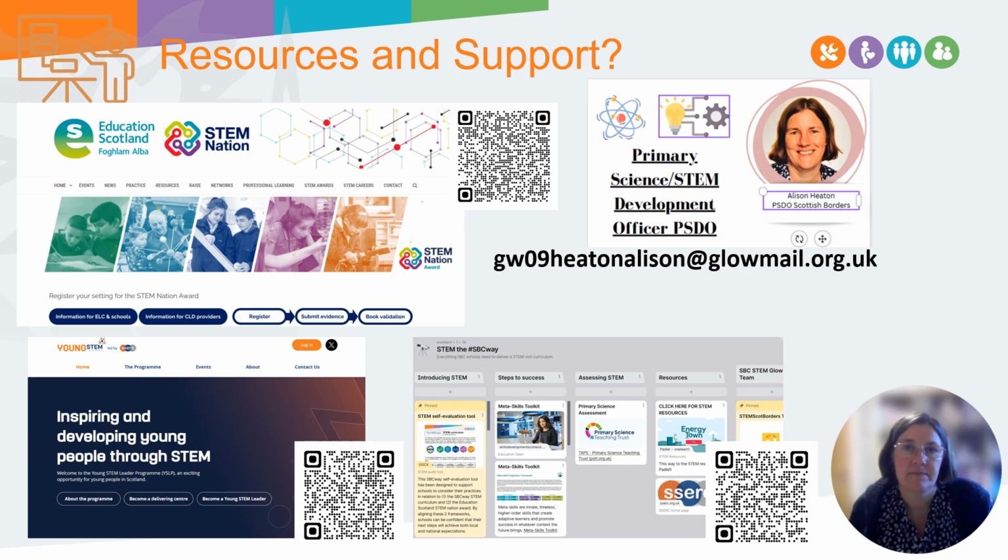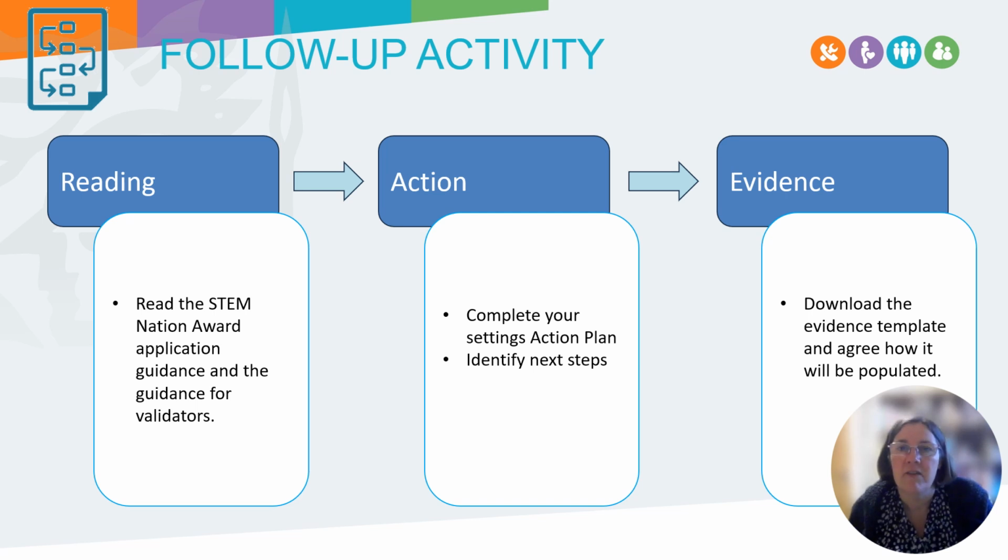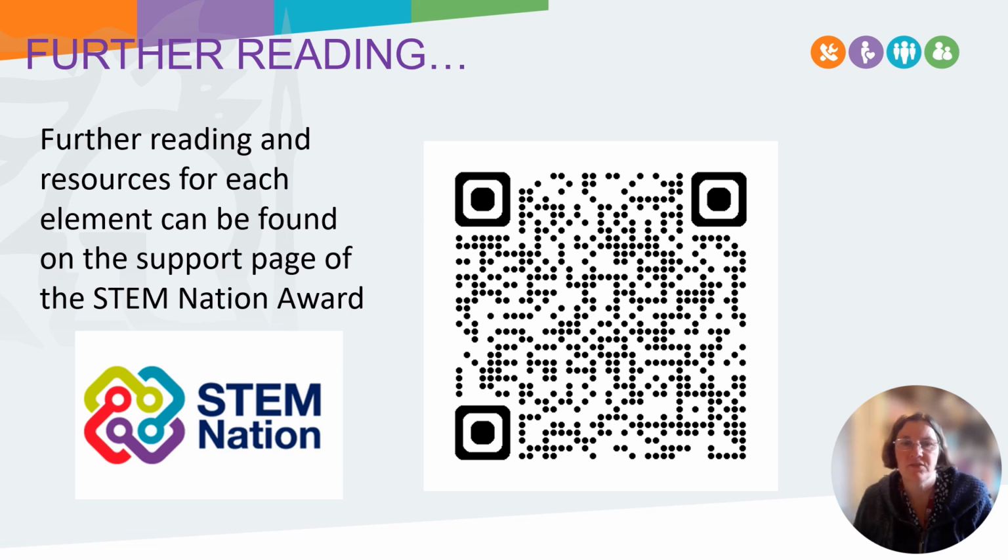To follow up this session, I recommend that you read the STEM Nation Award application guidance and the guidance for validators. Then complete your action plan and identify your next steps. Next, download the evidence template and agree how it's going to be populated. It might be a good idea to have it centrally available and practitioners just add to it as things occur. Further reading and resources can be found on the STEM Nation Award website, and the QR code is shown on the screen.